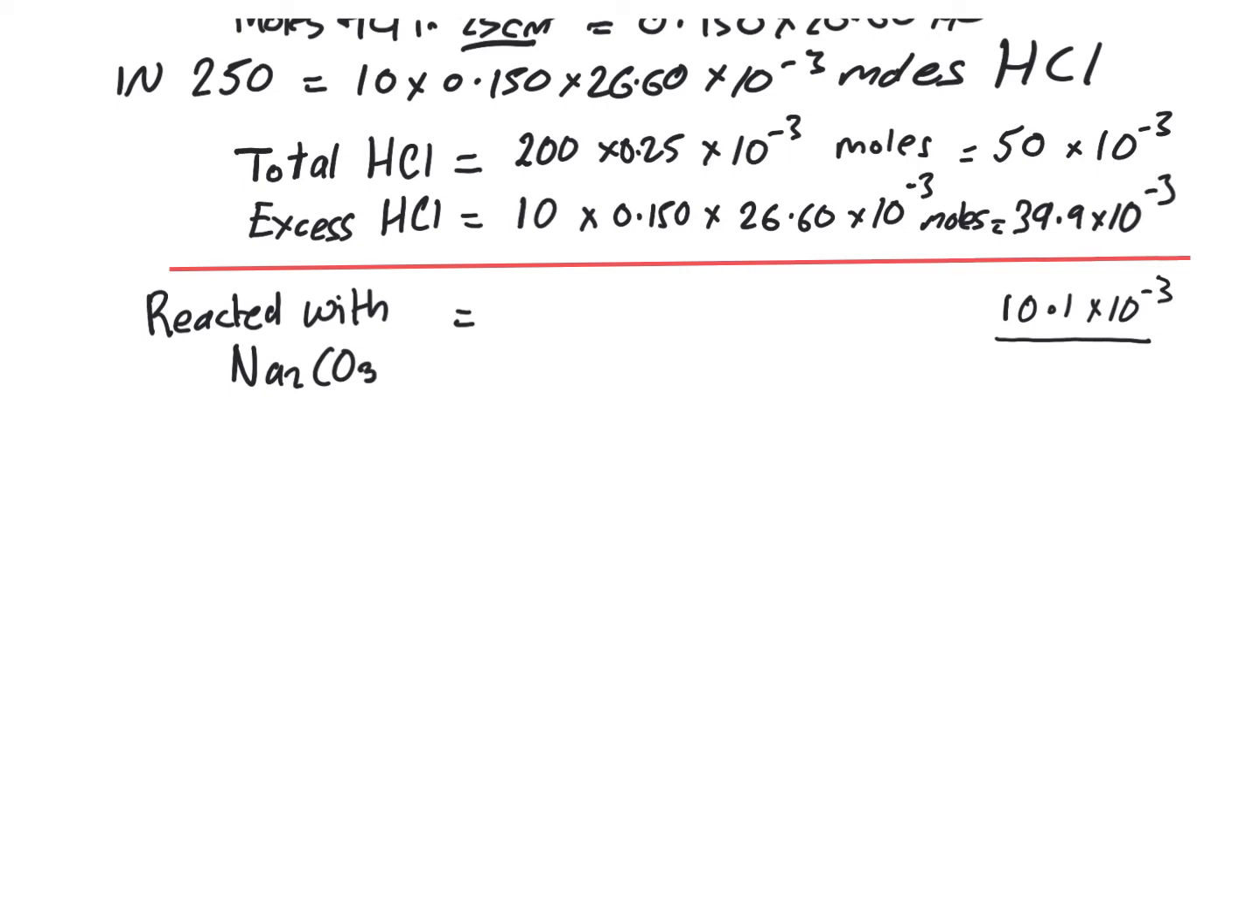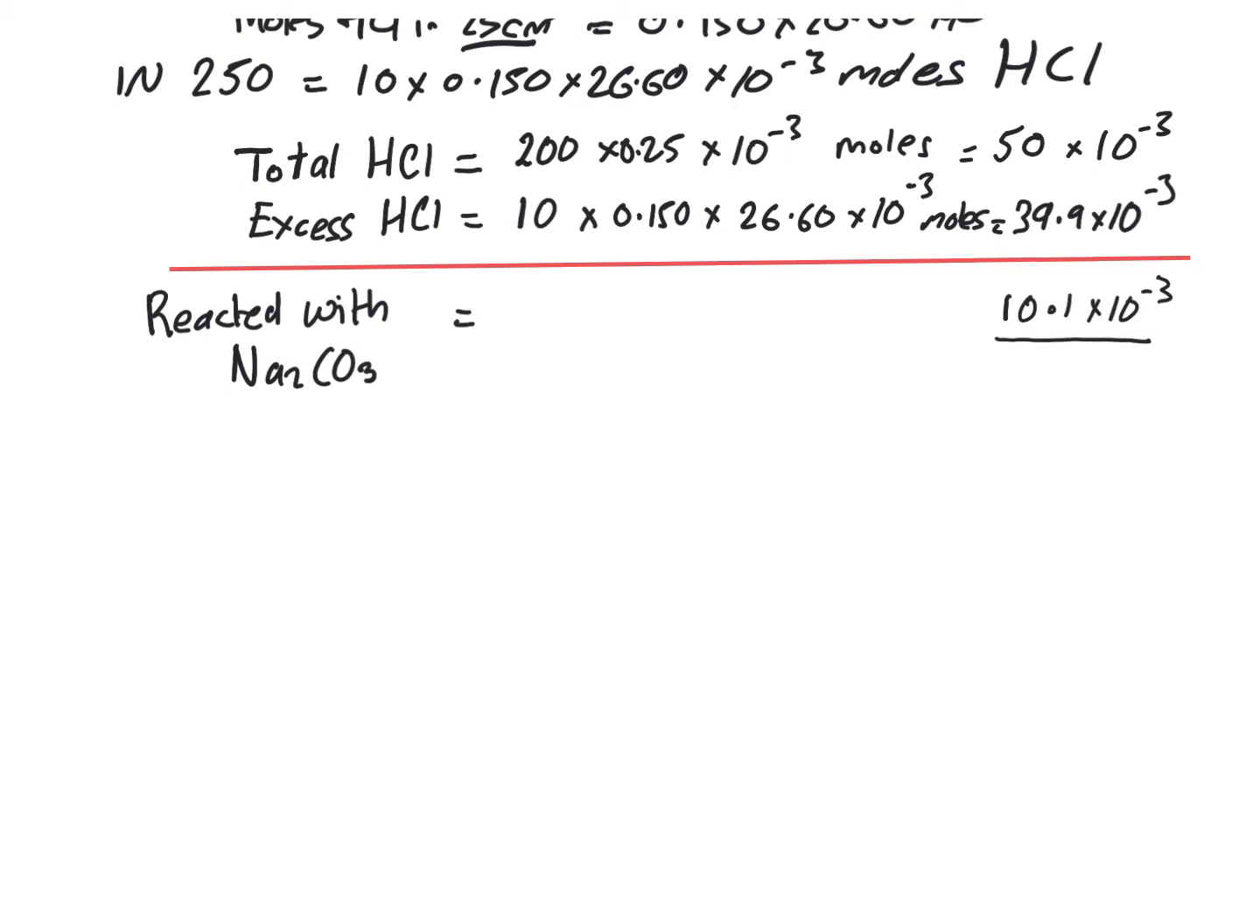So originally the total amount of HCl before we carried out the reaction was the volume of the HCl, which was 200 centimetres cubed, times its concentration, and converting that volume to dm cubed, that gave us 50 times 10 to the minus 3 moles. So if we subtract the two, that will tell us the moles of HCl that was there to react with the sodium carbonate.